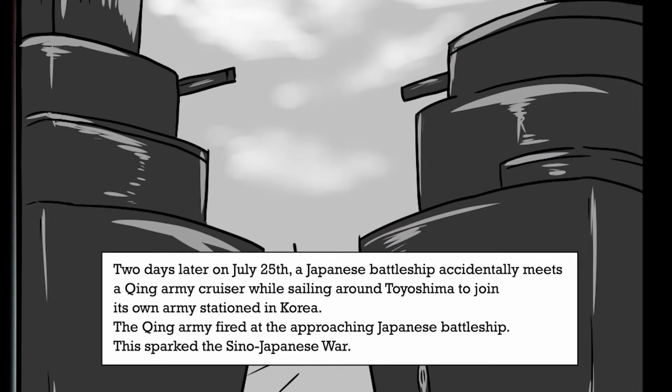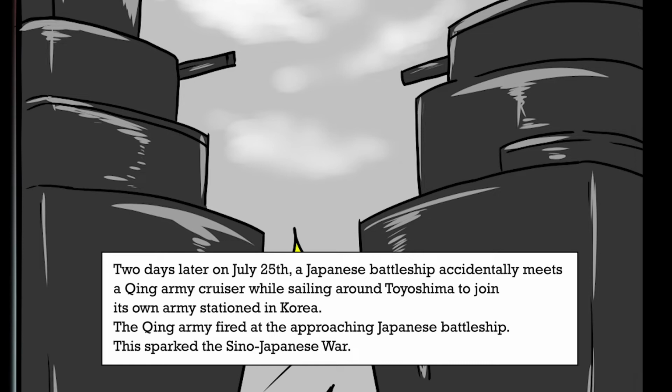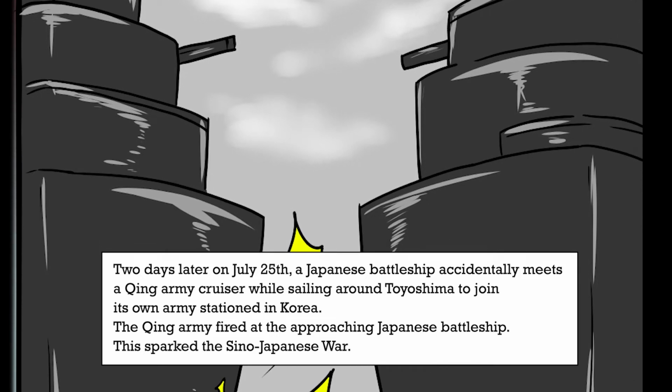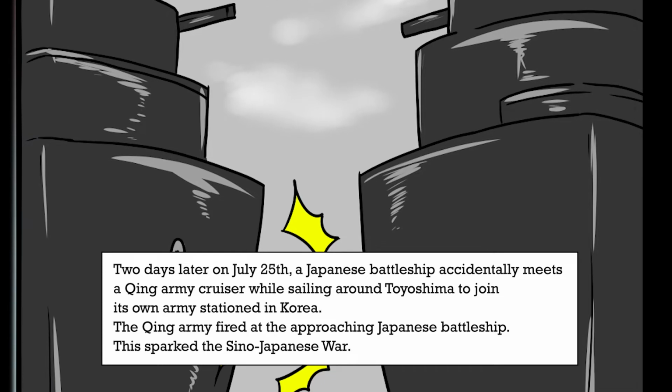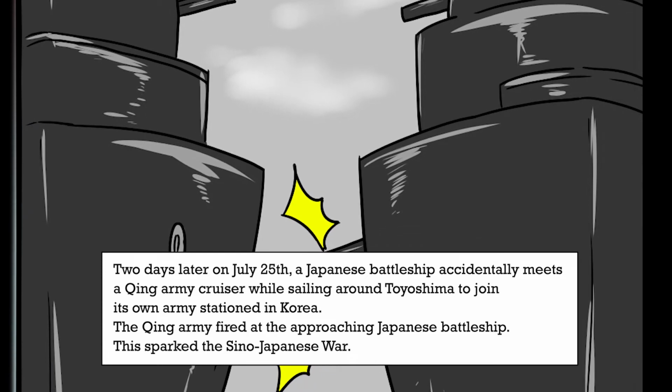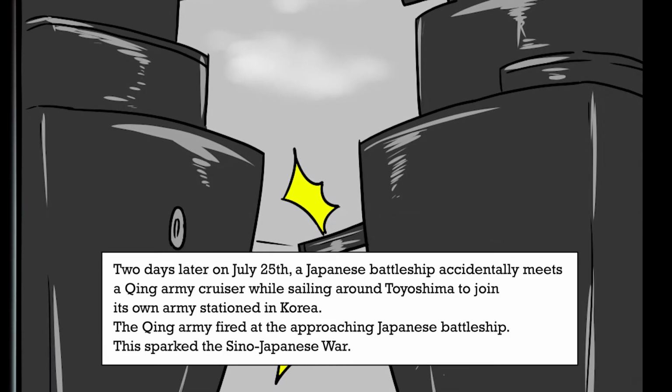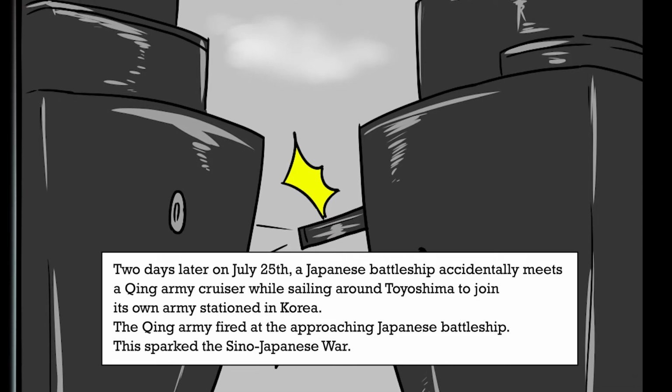Two days later, on July 25th, a Japanese battleship accidentally meets a Qing army cruiser while sailing around Toyoshima to join its own army stationed in Korea. The Qing army fired at the approaching Japanese battleship. This sparked the Sino-Japanese War.